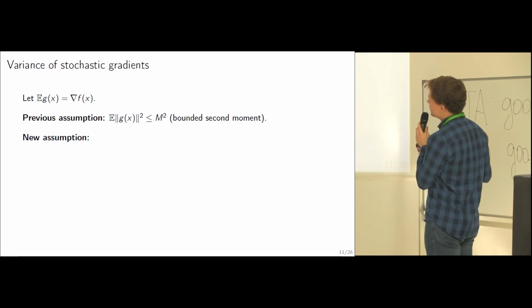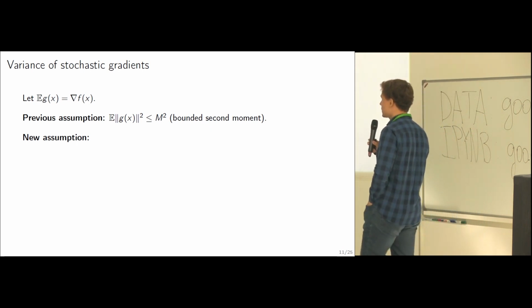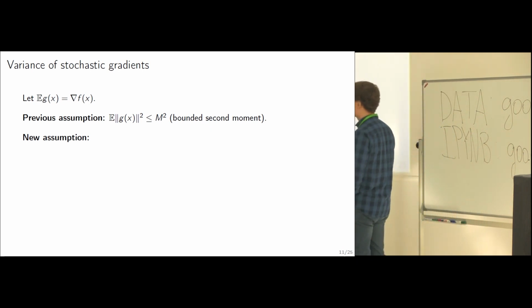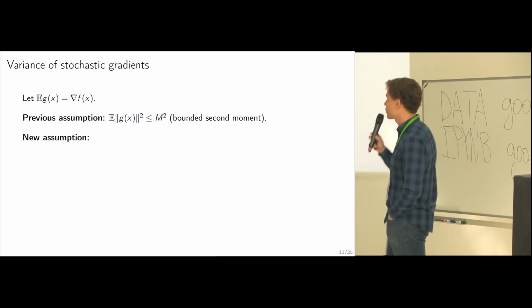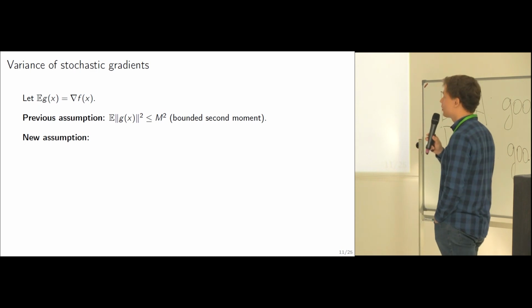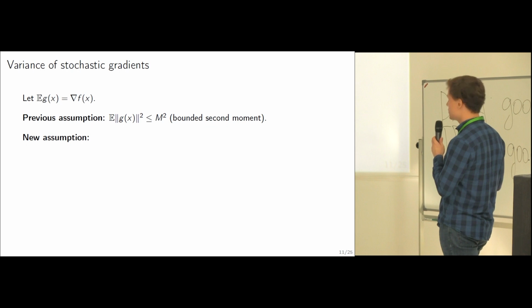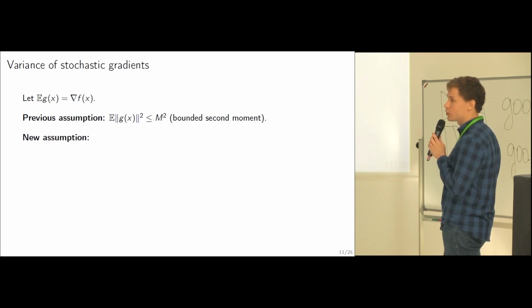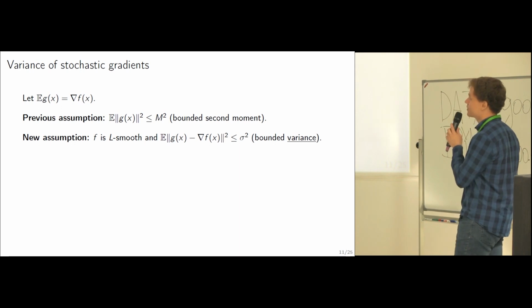Now, let us talk about another assumption. Previously, we talked about the magnitude of stochastic gradients, and actually there is another way to measure the fluctuations of stochastic gradients, which is useful in many applications. And this is based, maybe I would say this is even more natural than the first assumption. This is based on the variance.